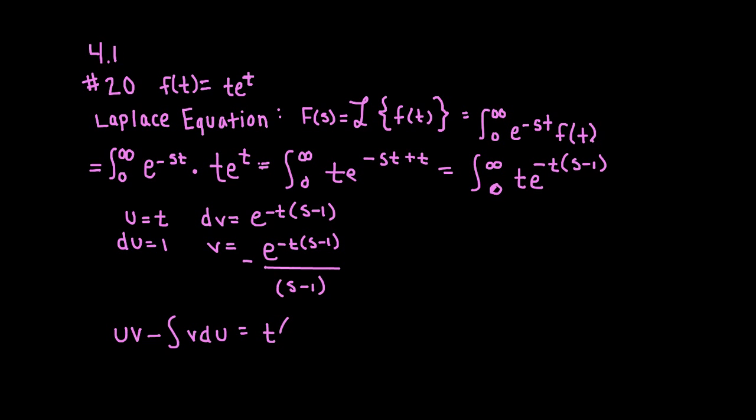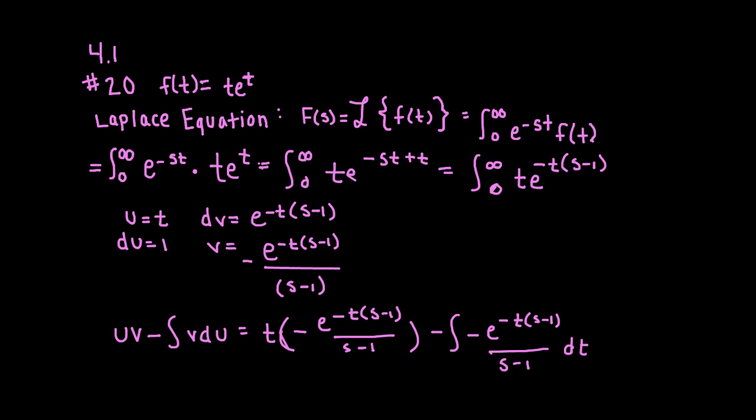So that uv, it's going to be t times my v, which is negative e to the negative t times s minus 1, all over s minus 1, and then minus the integral of v again, which is negative e to the negative t times s minus 1, all over s minus 1, and then this entire term is times du, which is just 1. I'm not going to put that in, and again that's dt in terms of t. So I'm going to switch over to a new slide here and continue simplifying our equation here.